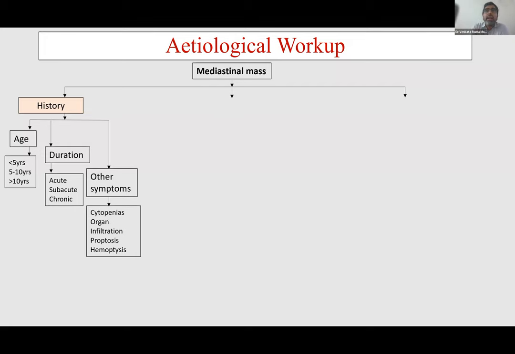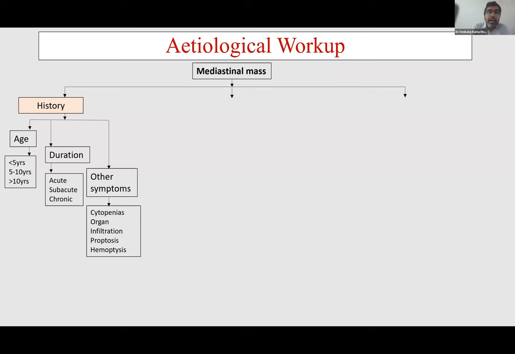Proptosis is one key sign which we can see, which would point us towards certain diagnoses. One such diagnosis is neuroblastoma, where you can expect the child to present with a mediastinal mass. Along with that, the child can present with proptosis. So that's one important clue. Leukemias can also cause proptosis, but less often with lymphoblastic leukemia, which presents as a mediastinal mass. Rather, proptosis is more seen with myeloid malignancies.